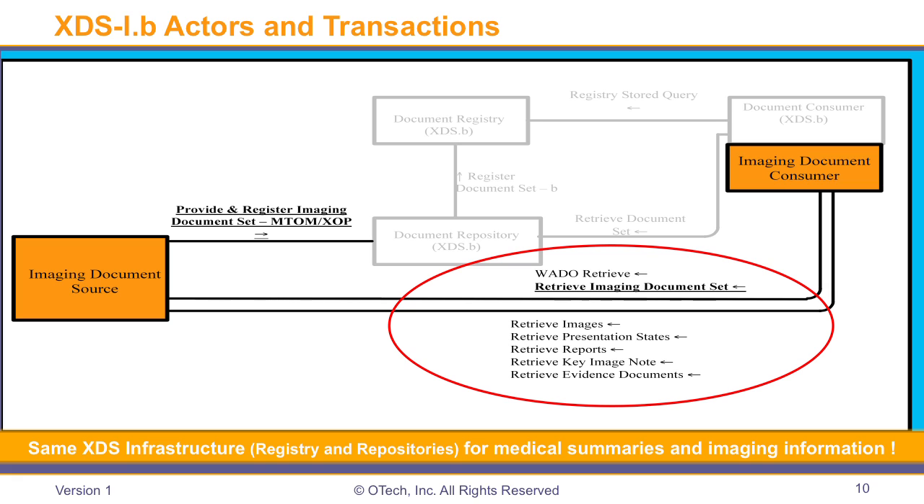So we have a special version of the DICOM standard called WADO, W-A-D-O, Web Access to DICOM Objects, that allows the images to be retrieved. Not only can we retrieve images, but also reports, what we call key images, evidence documents, and presentation states.